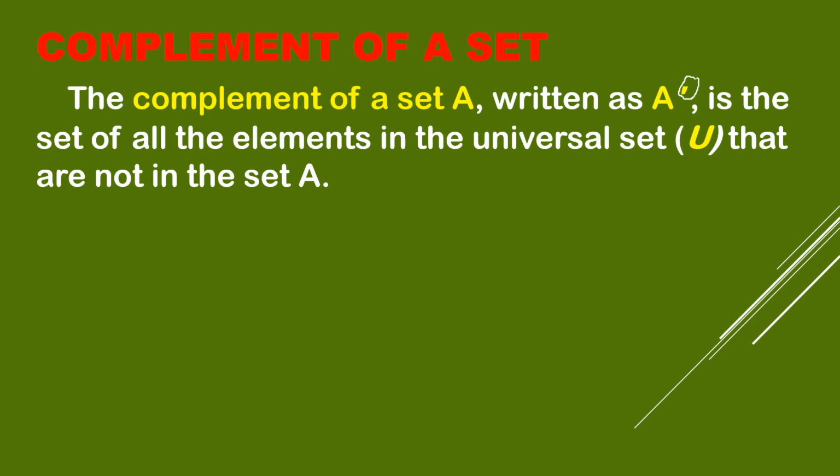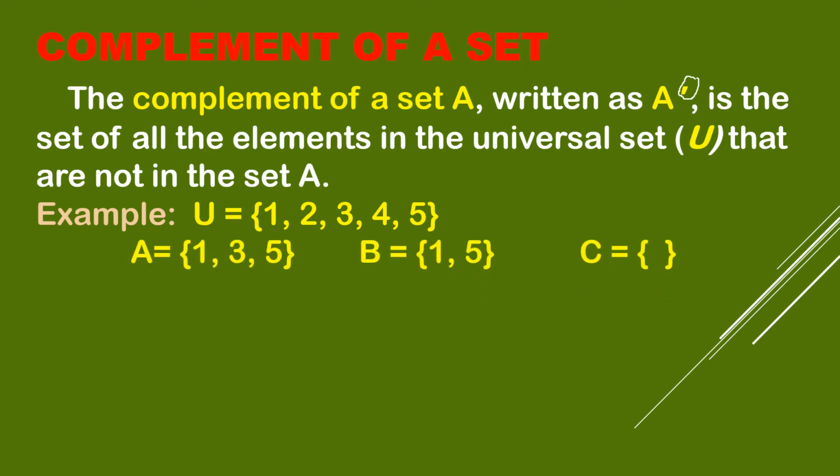Let's have here an example. Given universal set, so ito yung U, universal. We have here 1, 2, 3, 4, and 5. Set A consists of elements 1, 3, 5. Set B, we have 1, 5. And set C, it's empty.